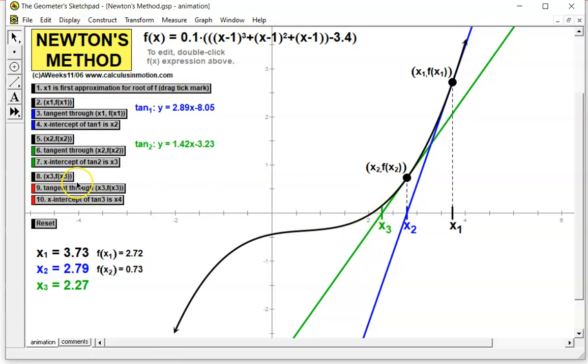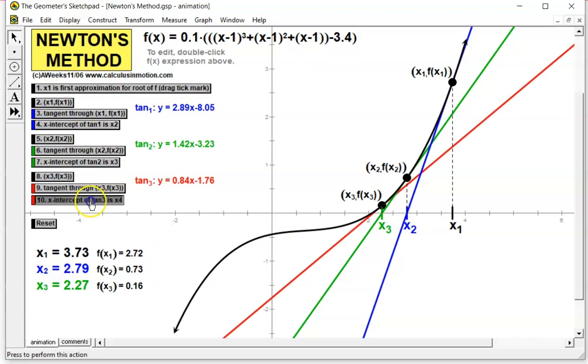Okay, a new x-intercept means a new ordered pair. Take that x-coordinate, plug it into the function, and then a new ordered pair means the equation of a new tangent line. And again, as you can see, we are getting closer and closer and closer to the actual solution.